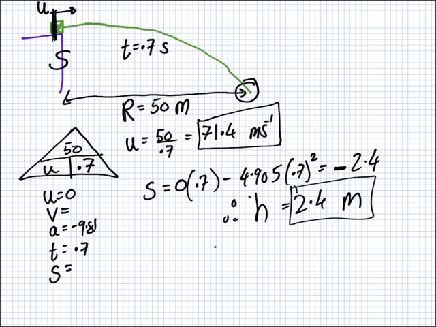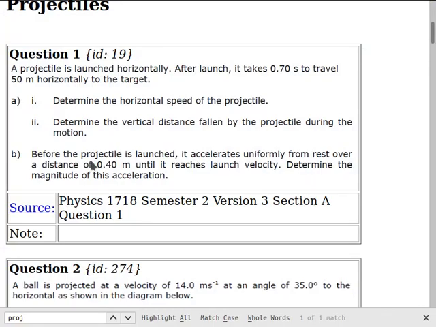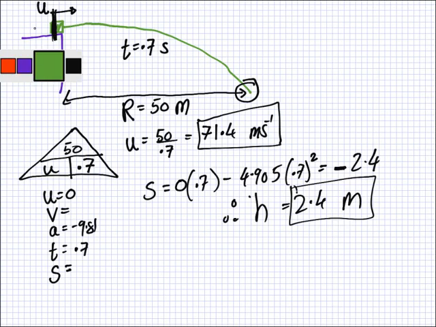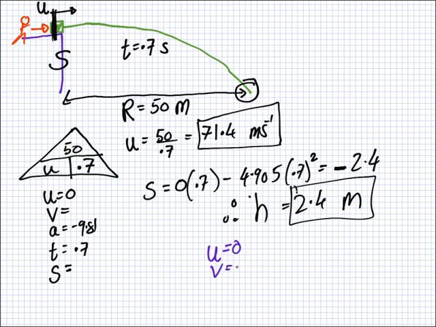Before the projectile is launched, it accelerates uniformly from rest over a distance of 0.4, determine the acceleration. So what happens here is, it's almost like someone gives it a push to get it going, to give it a speed. What speed does he want to give it? 71.4. He gives it a push. So if we look at this little journey, what's the U? 0. The V? The A we don't know, the T we don't know, and the S they give us is 0.4. And they want to know the A.